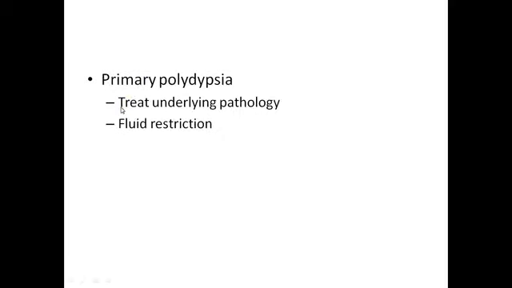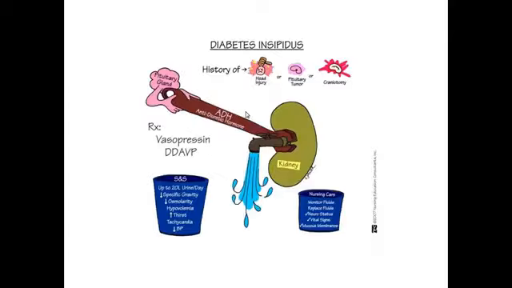Primary polydipsia. In primary polydipsia, what you do is you treat the underlying pathology and you do fluid restriction. So if there is OCD, treat that. Other psychological disorders, you treat that. If you look for the adipsic patient, if it is adipsic, then tell him to take fluid. Behavioral therapy and medical therapy both will take place over here.